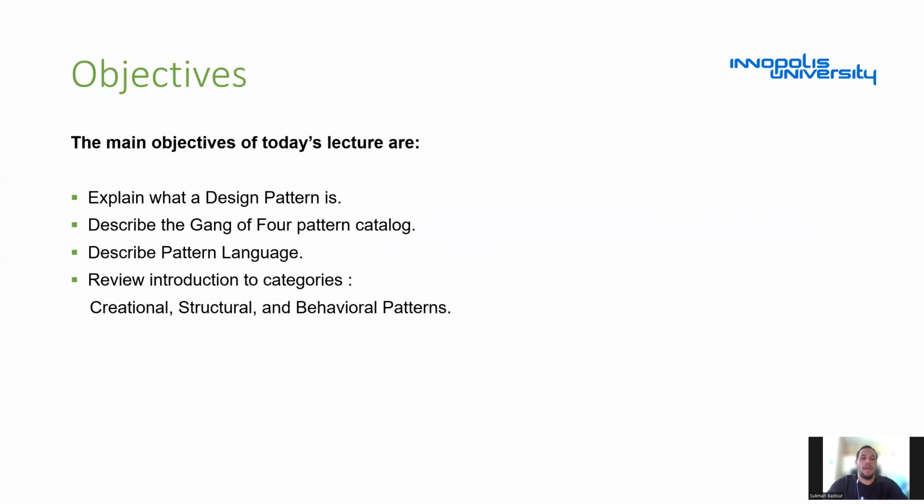And we will start our lecture today by defining the objectives. What we will do today: first, we will explain what a design pattern is. Second, we will describe the Gang of Four pattern catalog. Then we will describe the pattern language, what it is. And finally, we will review a small and quick introduction to pattern categories, which are creational, structural, and behavioral patterns.